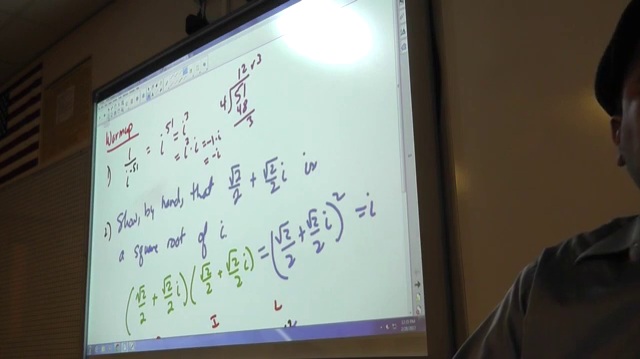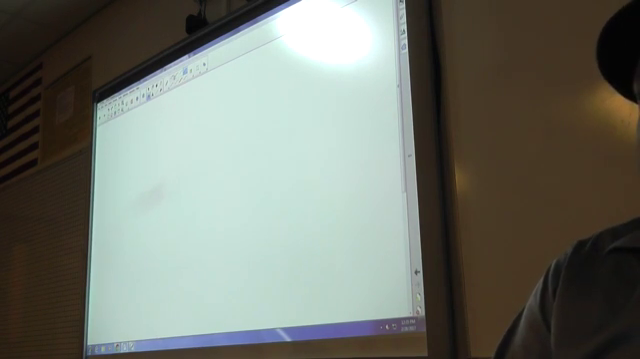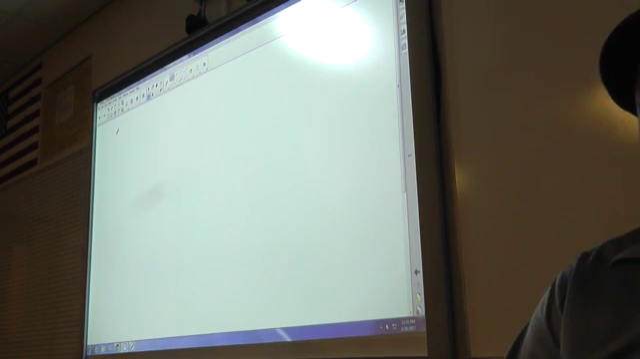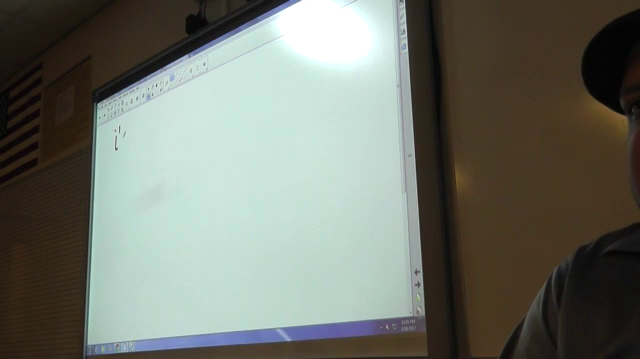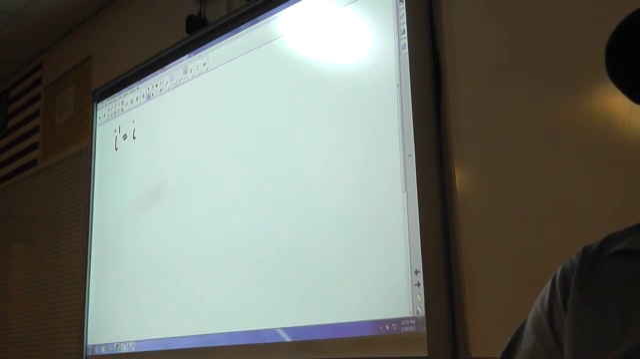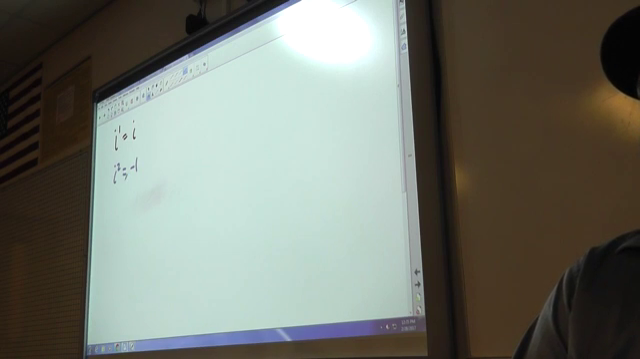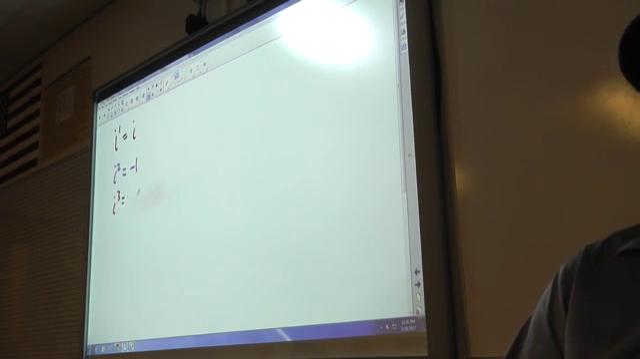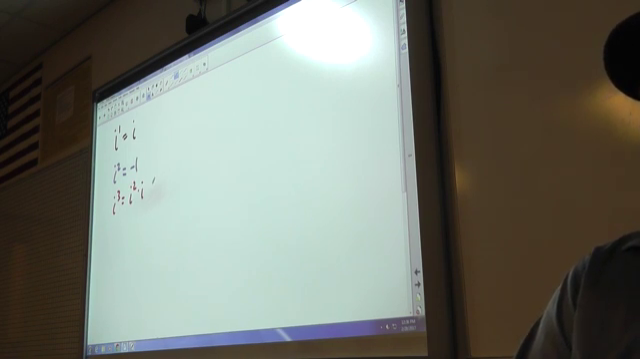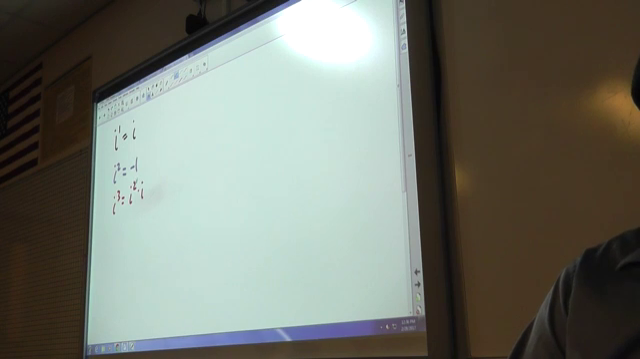Now I know who's done their homework for 3.1. So i is the square root of negative 1, right? So i to the first is just i. i squared is negative 1 by definition. i cubed is i squared times i, would you agree? And what is i squared? Negative 1.